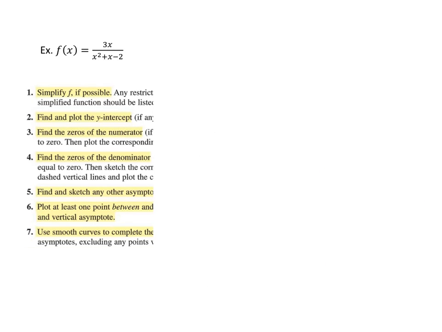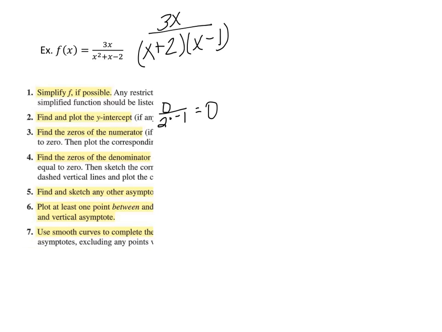Okay, simplify. This one might be factorable. 3x over, what would that be? X plus 2, x minus 1. So no simplifying, but it does factor, which I can consider that simplifying. Y-intercept, so I'm going to have 0 over 2 times negative 1, so it's going to be 0. So put my y-intercept here. It's also got to be my x-intercept, one of them at least. The zeros of my numerator.